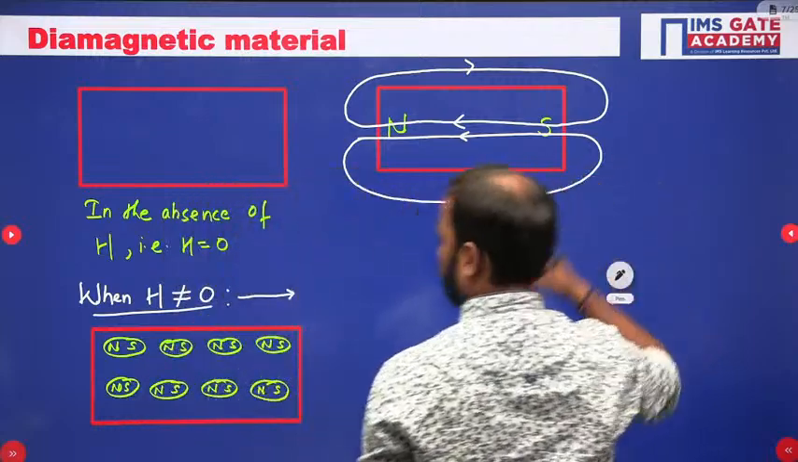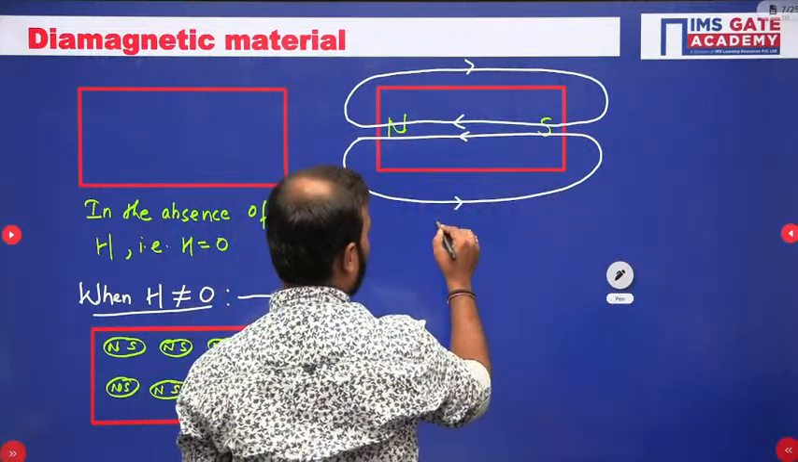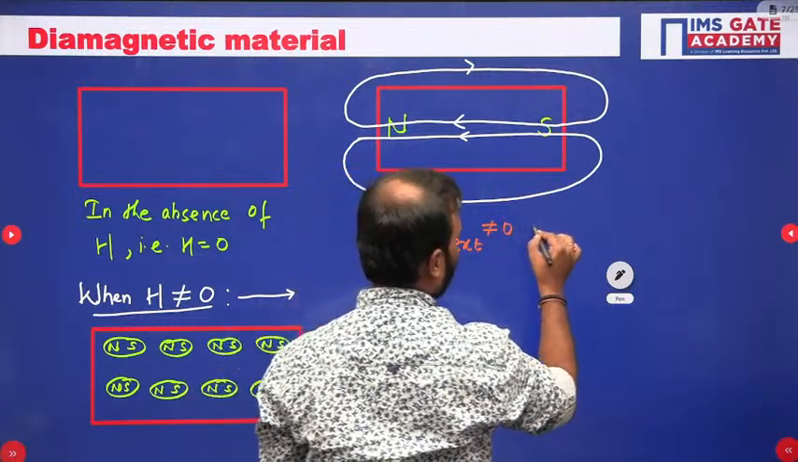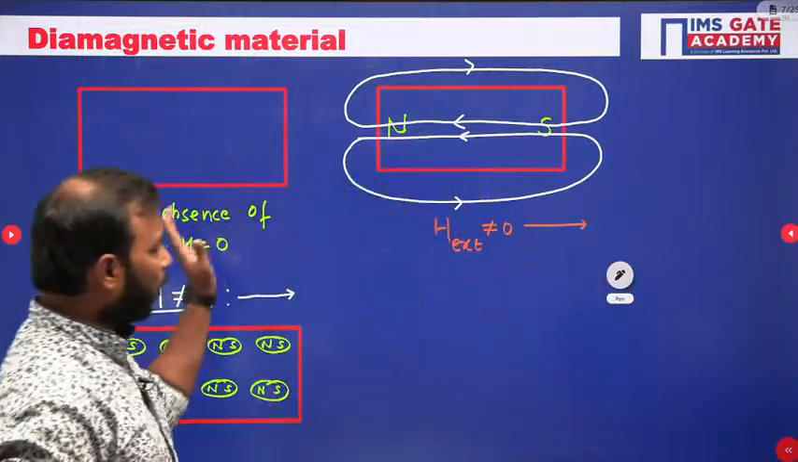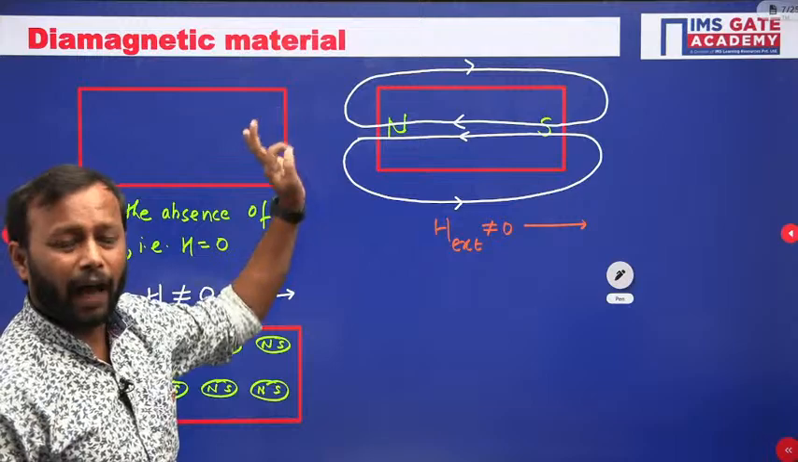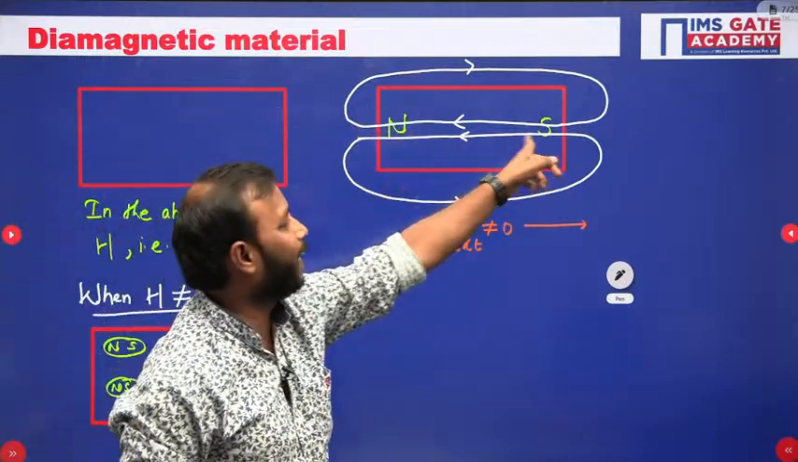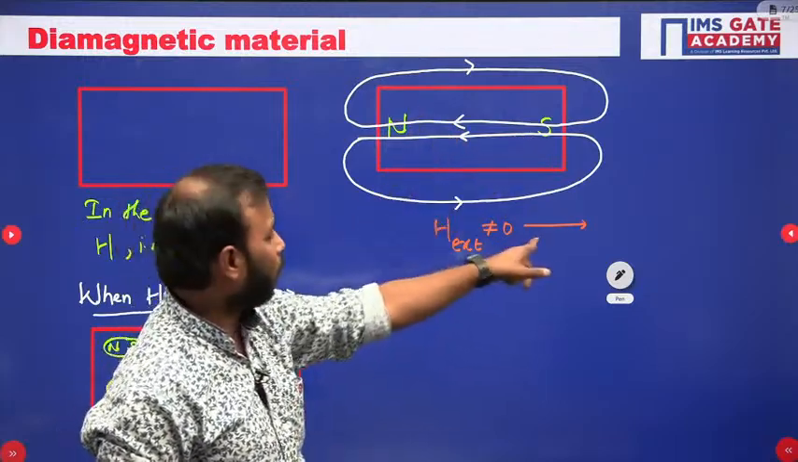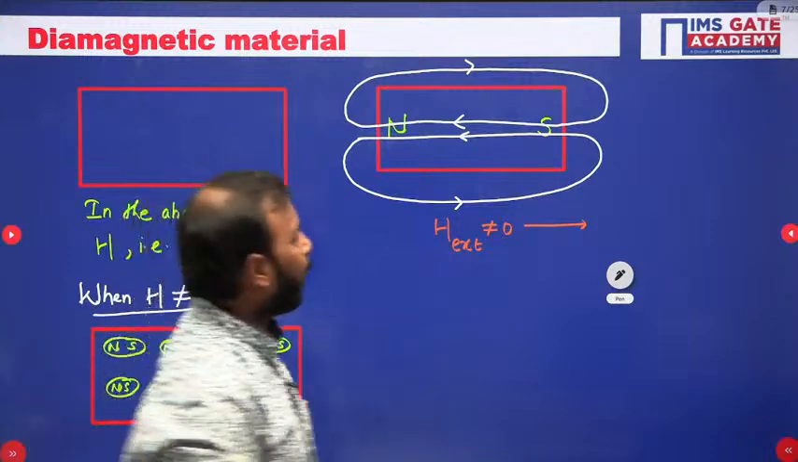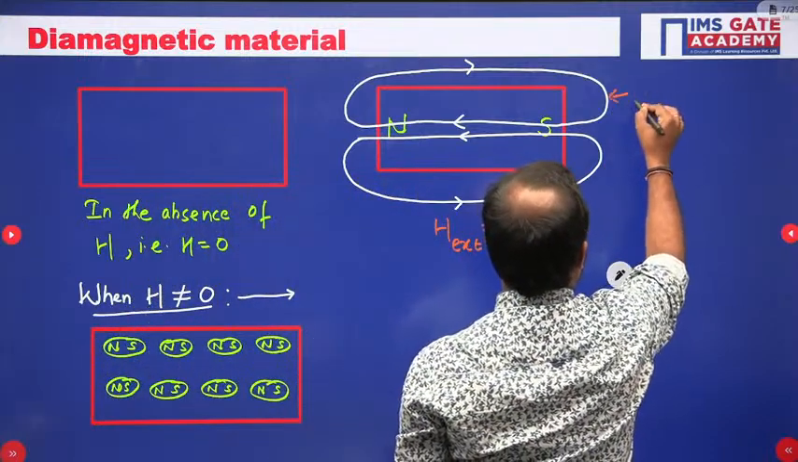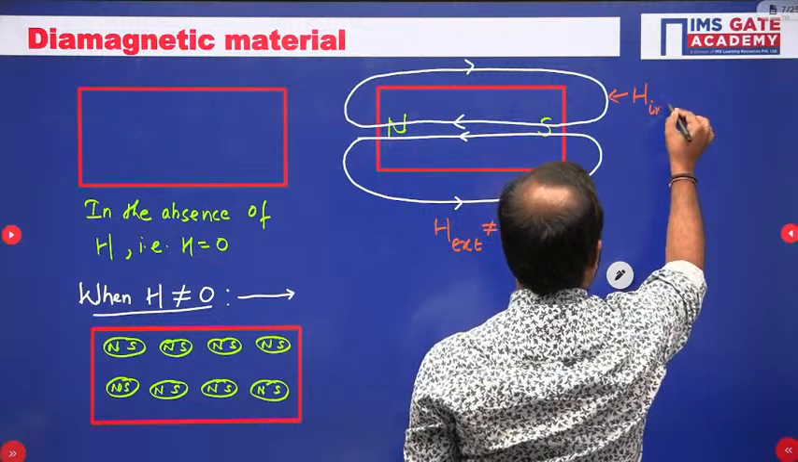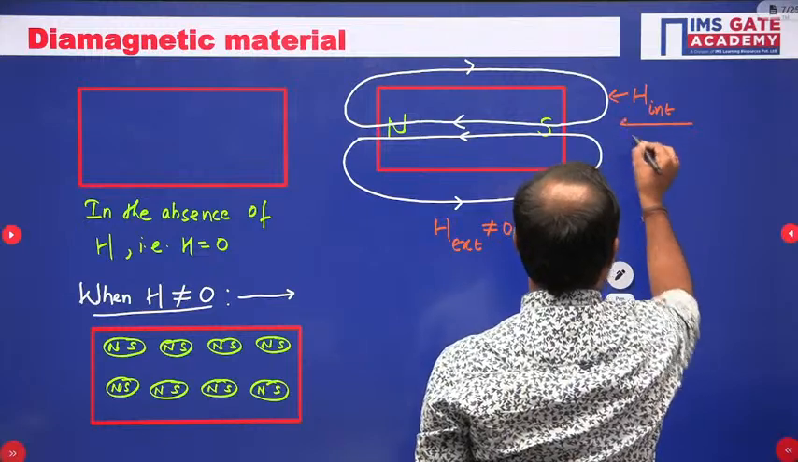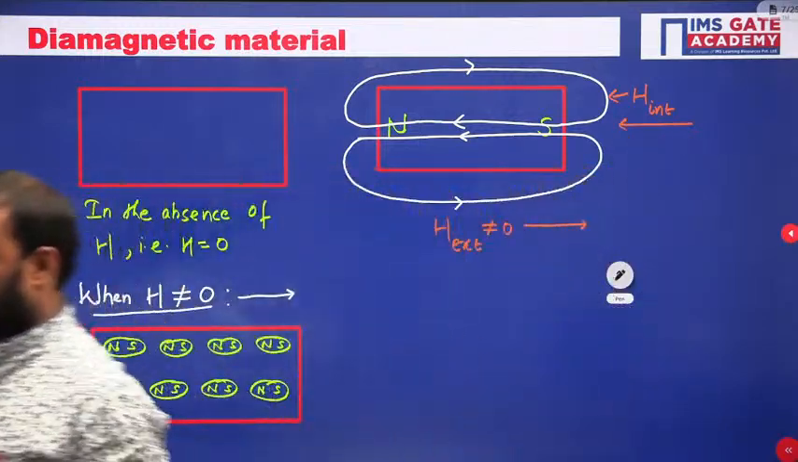Okay, all right. So see, the external field that we have applied, that is H external, I will write here, which is not equal to 0. And what is the direction? Direction is from left to right. But if you see the direction of magnetic field intensity inside, what is happening? It is going from south to north, right? So see, don't you feel it is opposite to the applied magnetic field? This is H internal, which is in this direction.